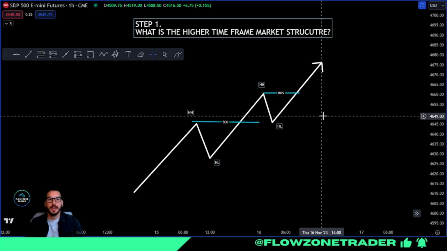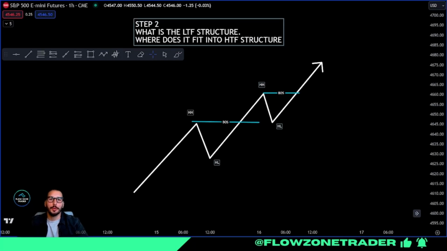All right, so step 2 is understanding the lower time frame legs within this higher time frame leg. So step 2, what is the lower time frame structure and how does it fit into the higher time frame structure? Now this gets a little bit trickier, but this is the key to getting you on the right side of the trend. Okay, you want multi-time frame structure to align. Now what do I mean by that? I'm going to draw it out for you right now, and hopefully it's a bit of a light bulb moment and really helps you get on the right side of the trade for these pullback continuation trades.